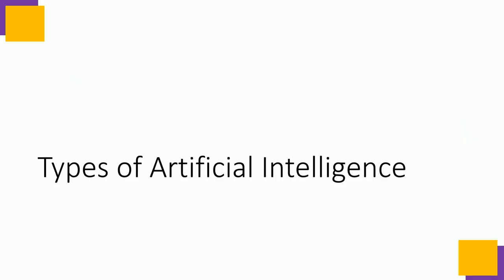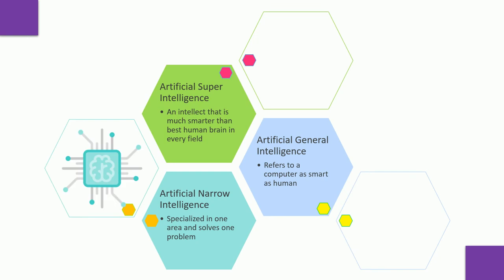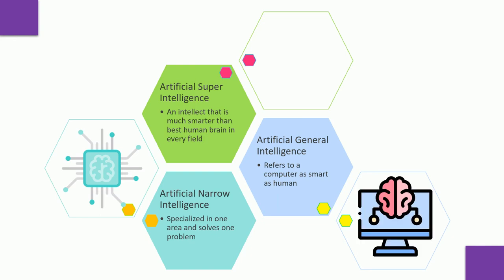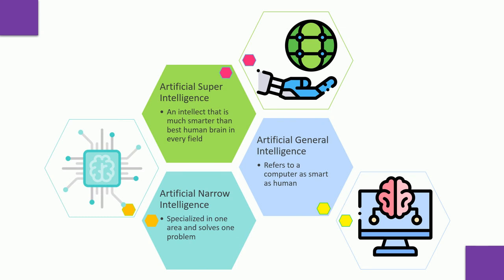Let's see broadly what the types of artificial intelligence are. I already told you that artificial narrow intelligence is the era we are currently living in, which is specialized in one area and solves one problem. Whereas there is one more type, artificial general intelligence, that refers to a computer as smart as a human. So it has properties rivaling the human, right? Then after surpassing that, we will go to the artificial super intelligence era, an intellect that is much smarter than the human brain in every field, which nowadays we see in sci-fi movies, right? So we are proceeding on this path only, but we have to keep in mind that AI should be fair.